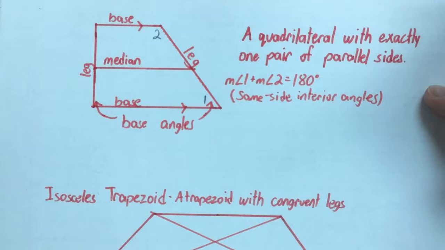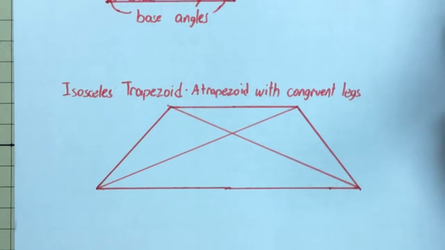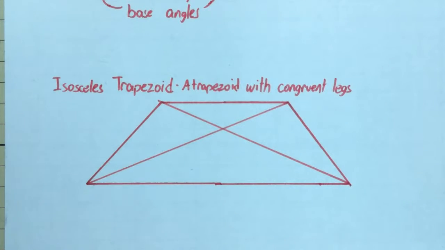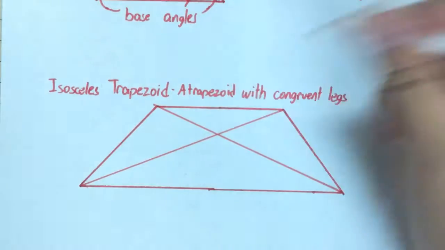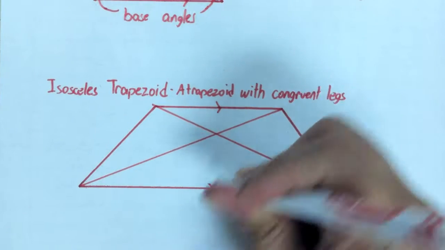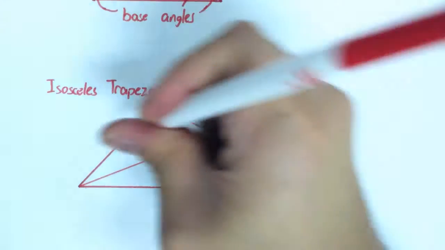Now let's look at a special kind of trapezoid, the isosceles trapezoid. It's a trapezoid with congruent legs. That's the basic definition. Now let me go ahead and mark all the symbols in here. It is a trapezoid, that means we have parallel bases, congruent legs, so this leg's congruent over here.